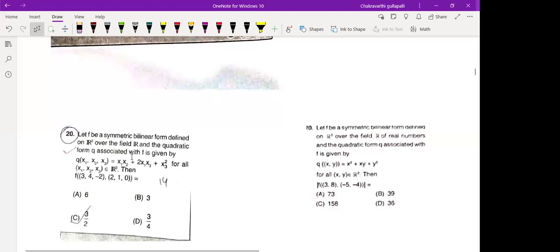So that is the reason why both will be given. So it is a symmetric bilinear form given by this. Then what is the value of this inner product?